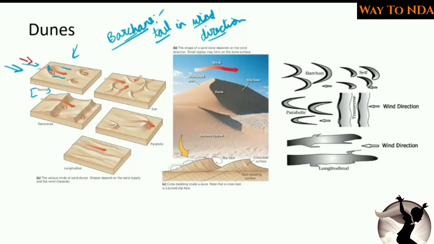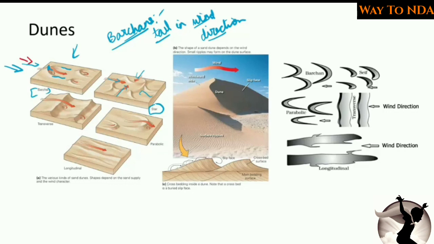Now when the wind changes its direction, now the wind was flowing in one direction, but now the wind has changed its direction. When the winds keep on changing their direction, that time the star dunes will be formed. Here you can see the star type structure. Earlier the wind was flowing in this direction, but later on they changed direction, again they changed the direction, again they changed the direction. So due to this, a star dune will be formed.